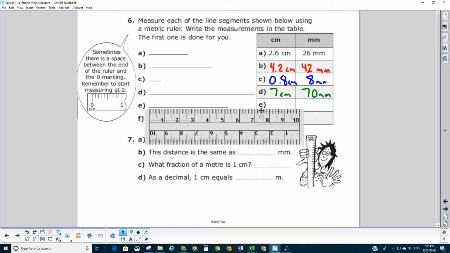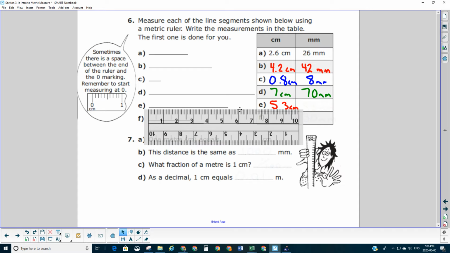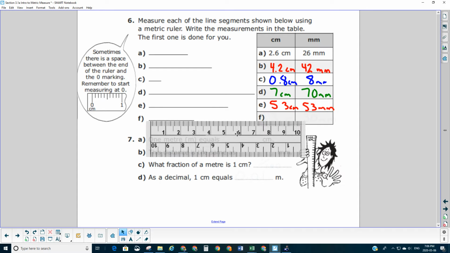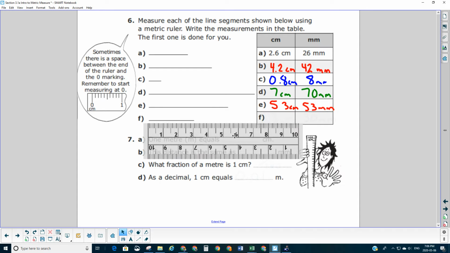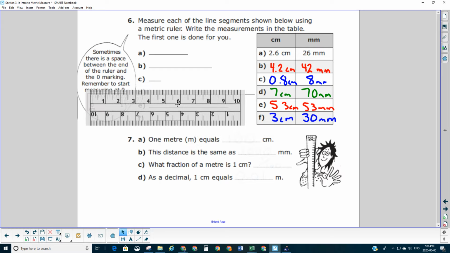E, I think we have it at 5.3. Okay, just move it back just a little bit. There, 5.3 or 53 millimeters. And then I measured the last one at 3 centimeters. Looks like it's right bang on that. And that would be 10, 20, 30 millimeters. Okay, so hopefully you got those same measurements.